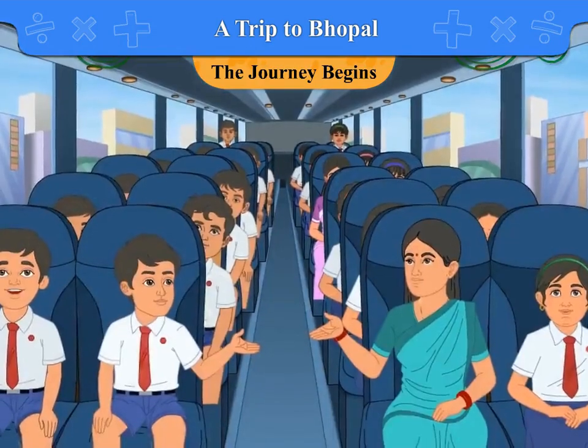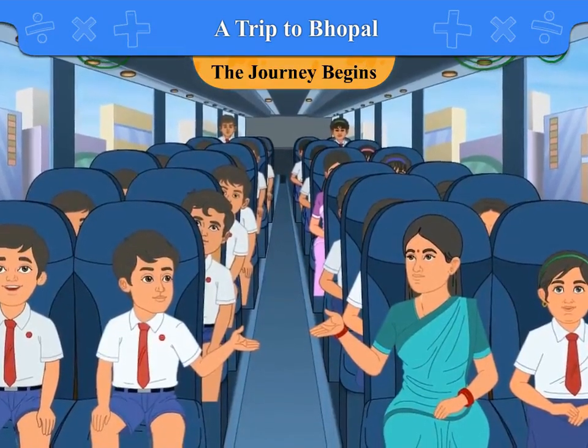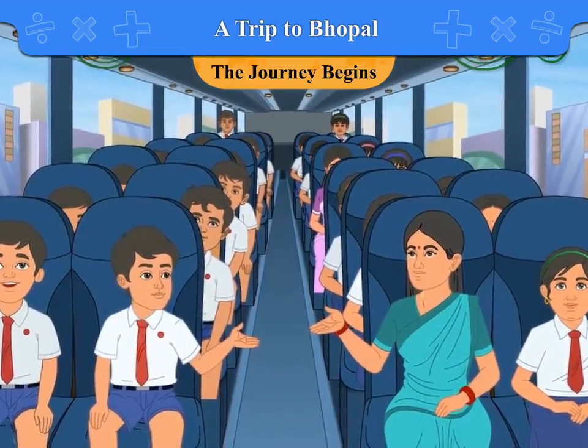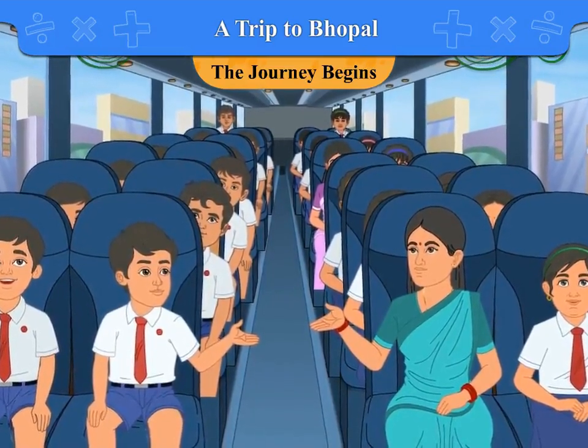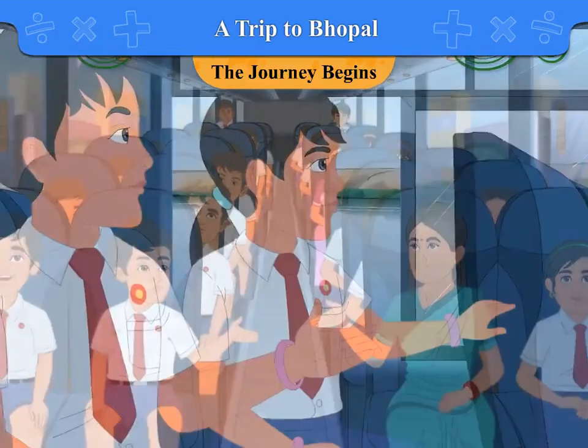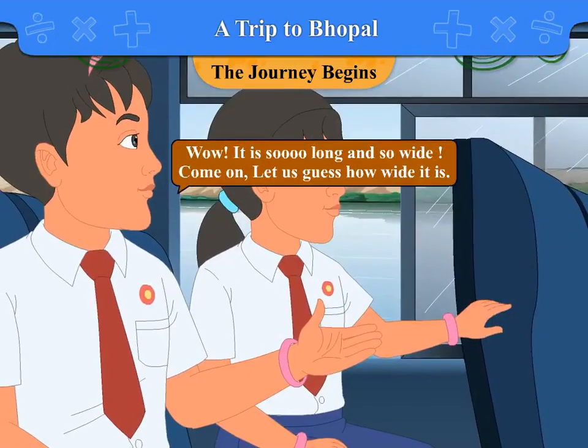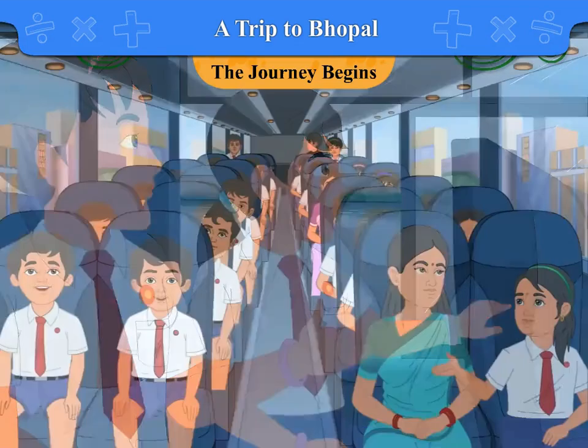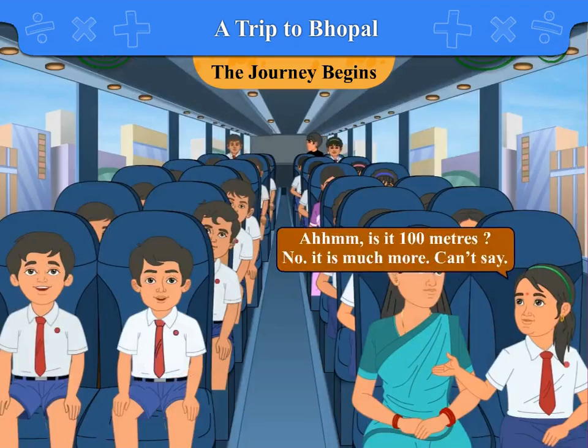As the students were chatting, Bahadur shouts, "Hey, look at the river Narmada." Everyone looks out the windows. Ruby says, "Wow, it is so long and so wide." "Come on, let us guess how wide it is." Gopika says, "Is it 100 meters?"